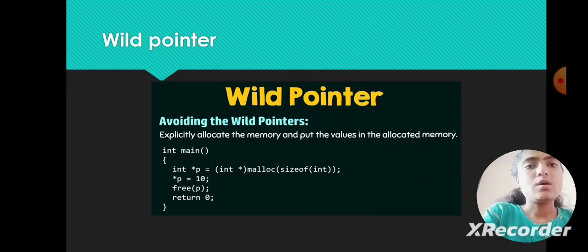Wild pointer. Avoiding wild pointers: explicitly allocate the memory and put the values in the allocated memory. This is the example for the wild pointer.